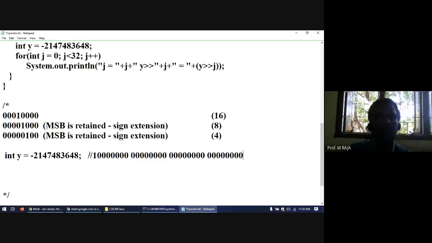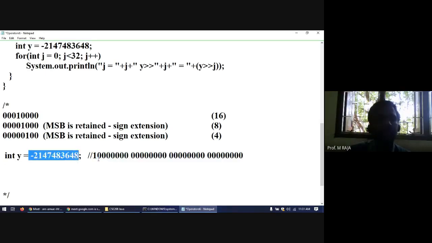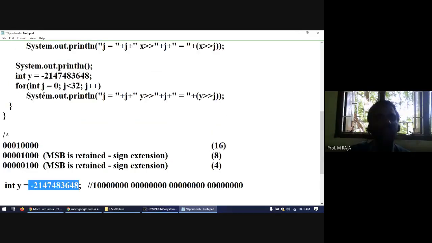Because what is the MSB? MSB is 1. 1 is the indication of a negative number. Then the remaining bits are encoded in a 2's complement format. So decoding the 2's complement equivalent, you will get the value 1 followed by 31 zeros. So you will get -2147483648. This is a representation. Now we are performing the bitwise right shift operation for 32 times.